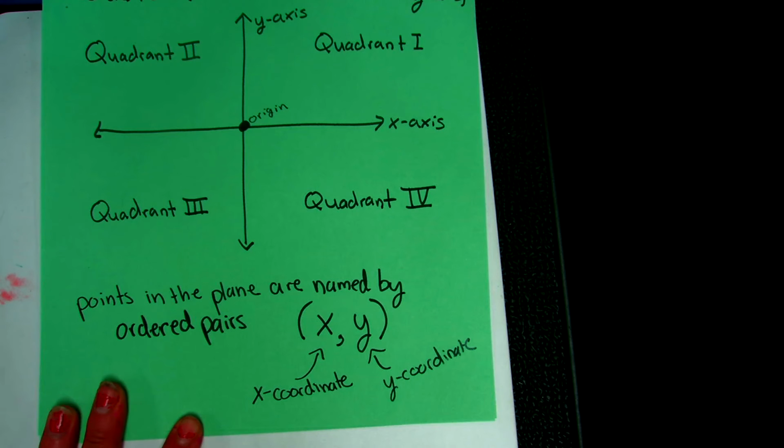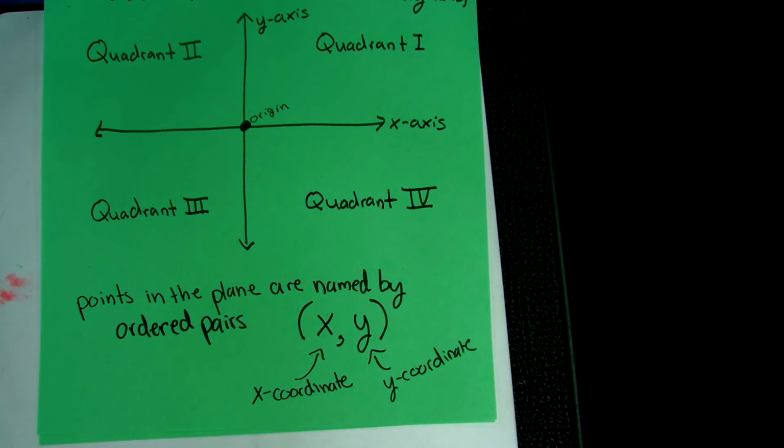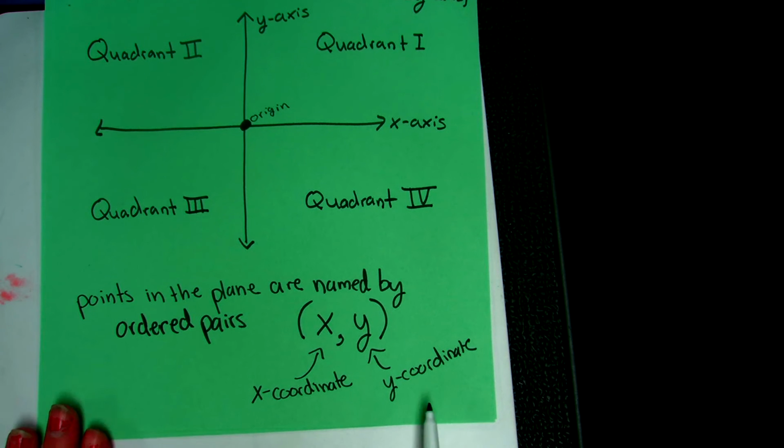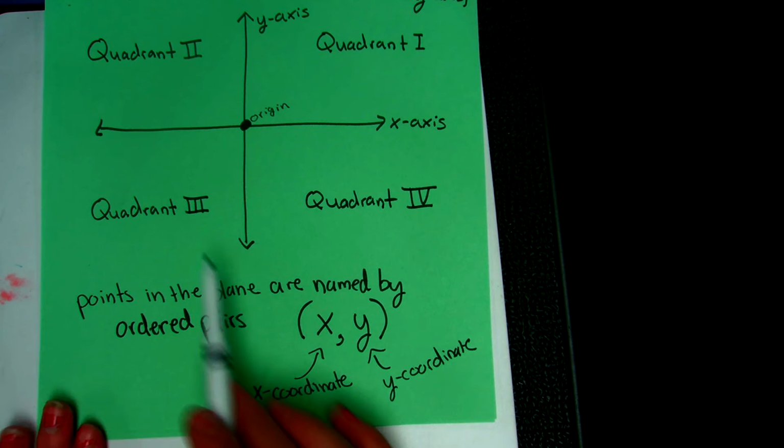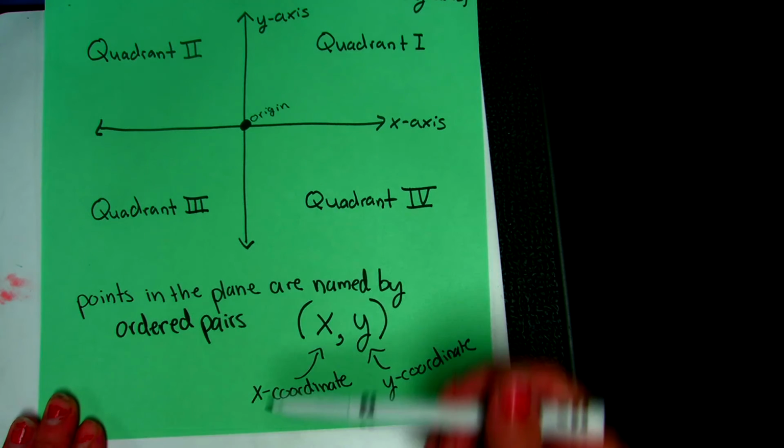So if we want to locate a point on the graph, we move horizontally x units and then we move vertically y units. So think about your alphabet. You move x first and then you move y because x comes before y in the alphabet, and the x is horizontal and y is vertical.